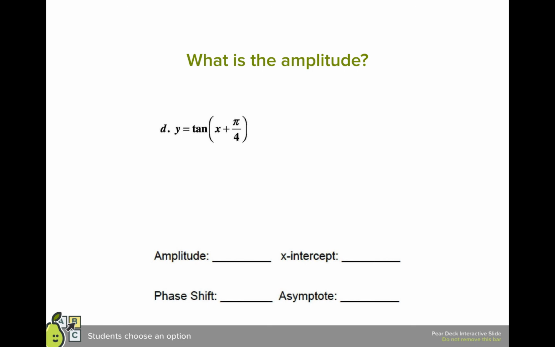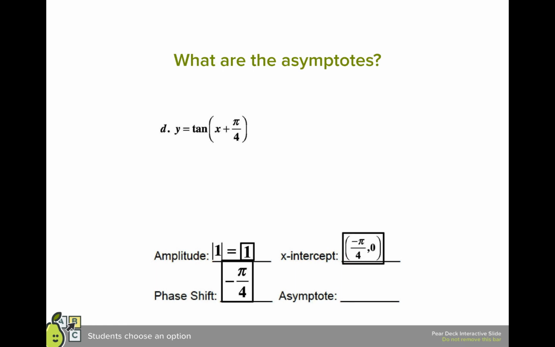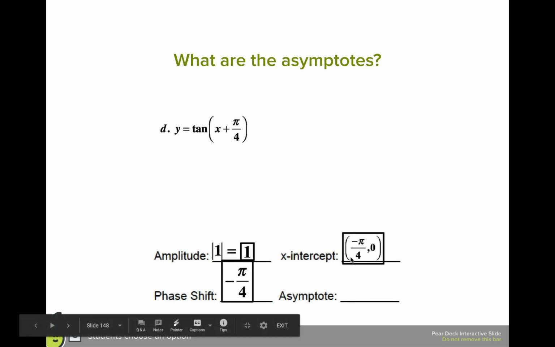All right, part D, what's the amplitude? Okay, absolute value of the one in front is 1. What is the phase shift? All right, setting the parentheses equal to 0, you get negative pi over 4. What is the x-intercept? Okay, it's negative pi over 4, comma 0. It's this number, comma 0. What are the asymptotes?